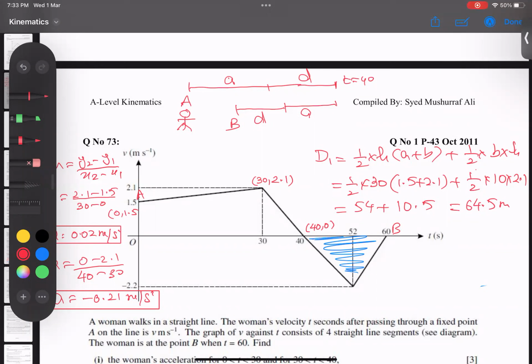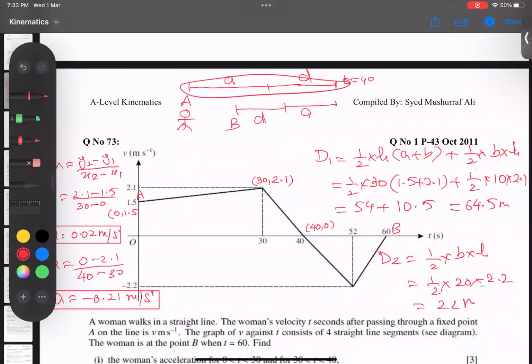Now let's talk about the backward distance. How do we get this blue area? So I'm finding D2, and D2 is simply half into base into height. The base is this full part, 60 minus 40, which will give you 20. And the height is 2.2, but don't take the negative sign. You know it very well, it becomes 22. How 22? Because this 10 and 10 multiplied with that 2.2 meters.